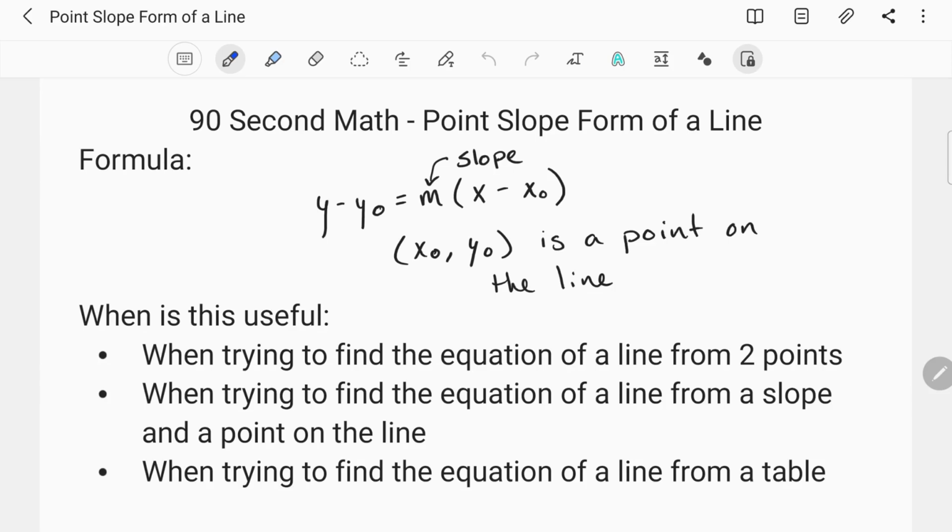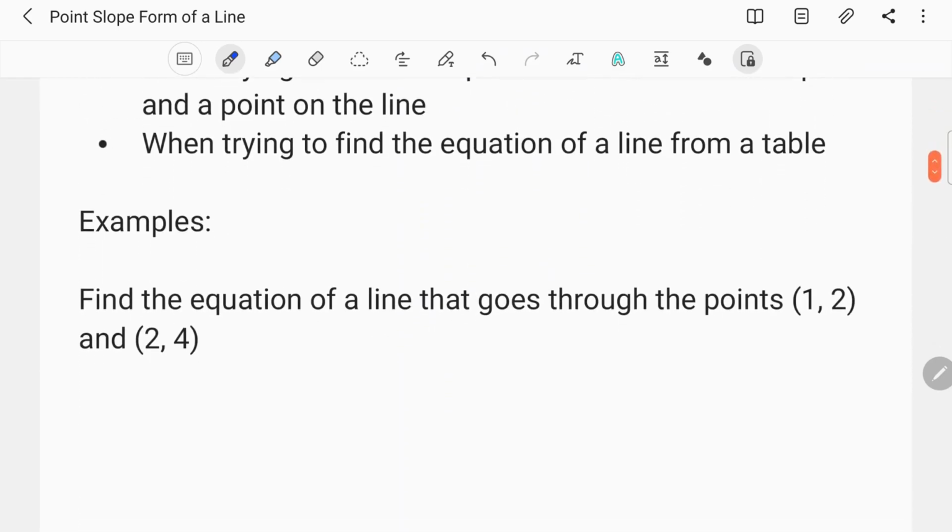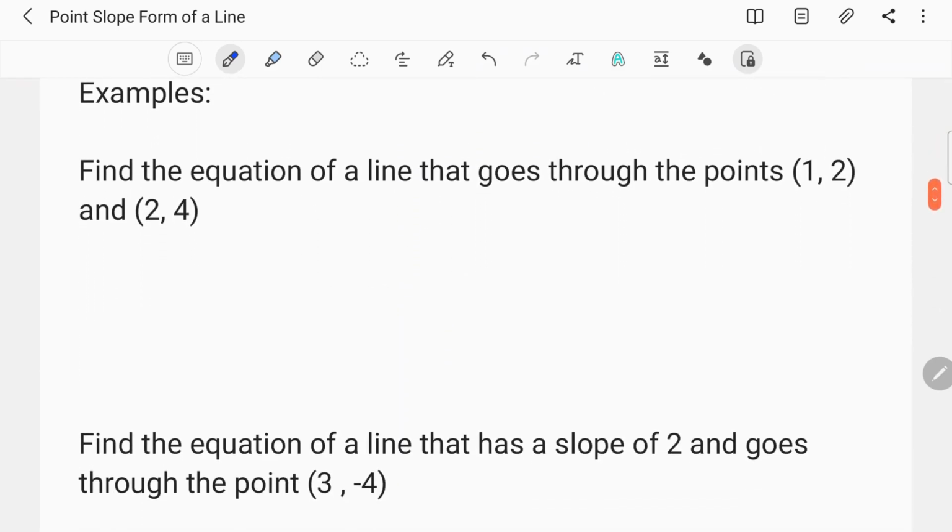The point-slope form of the line is written as y minus y naught equals m, which is our slope, times the quantity of x minus x naught, where this y naught and this x naught form a point that's on the line. This is incredibly useful when we're trying to find the equation of a line from 2 points, or from the slope and a point on the line, or when trying to figure out the equation of the line from a table. Alright, here are two examples.